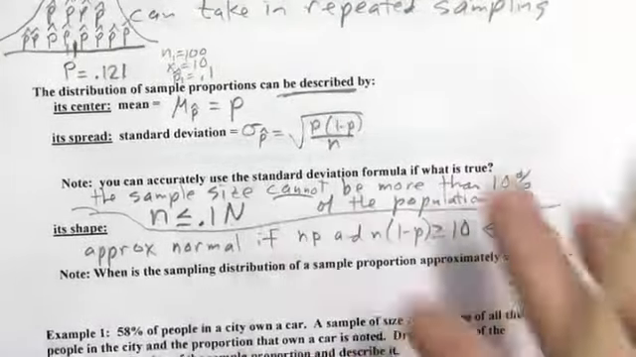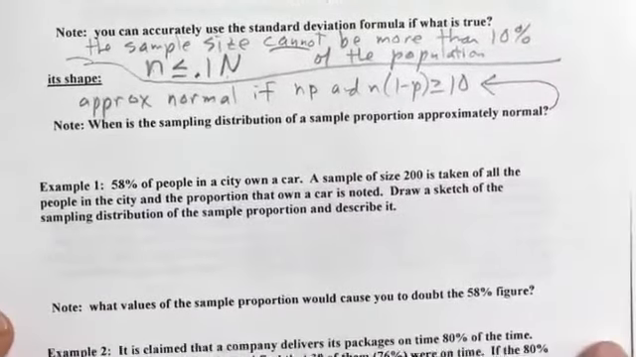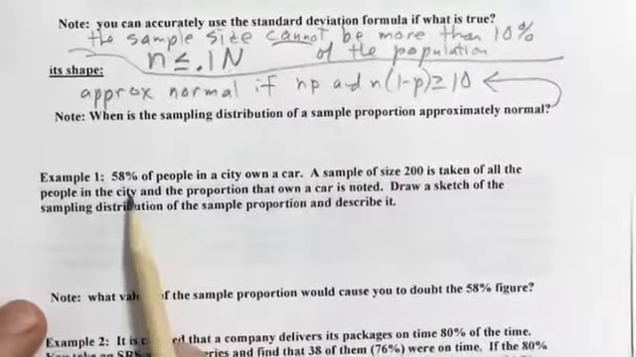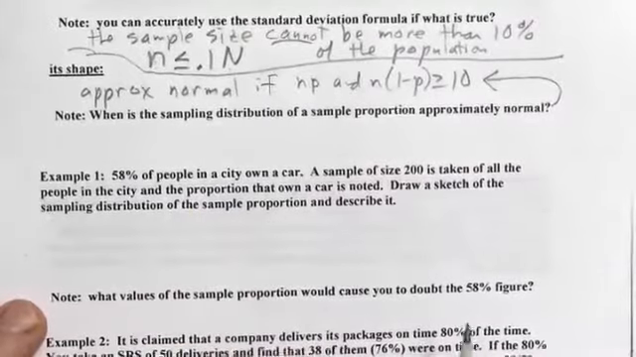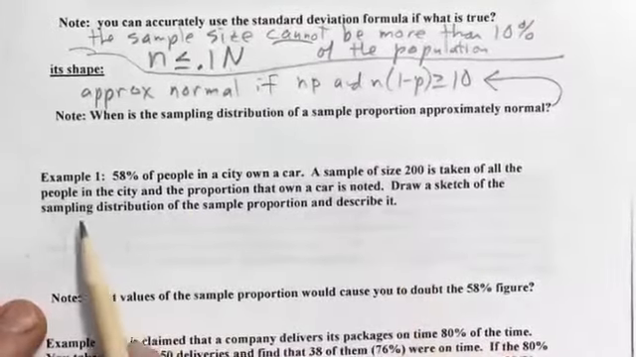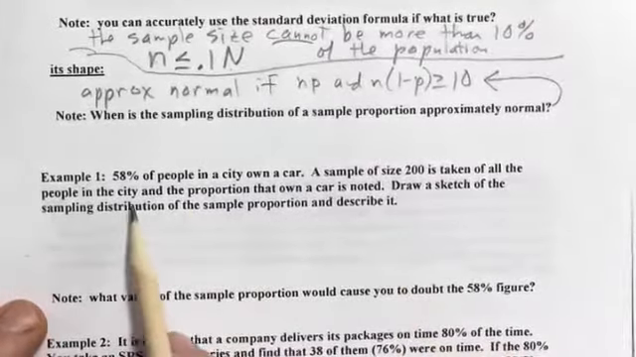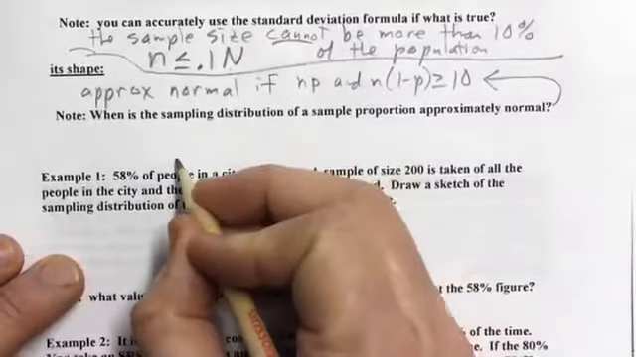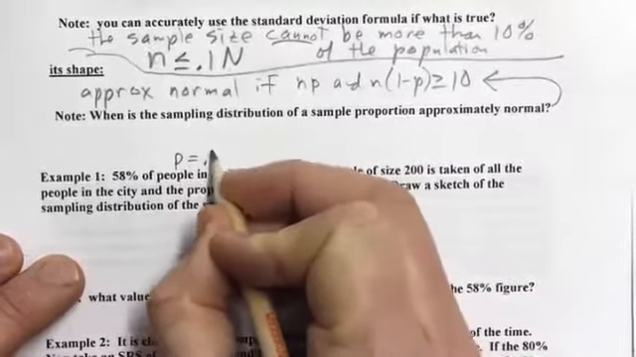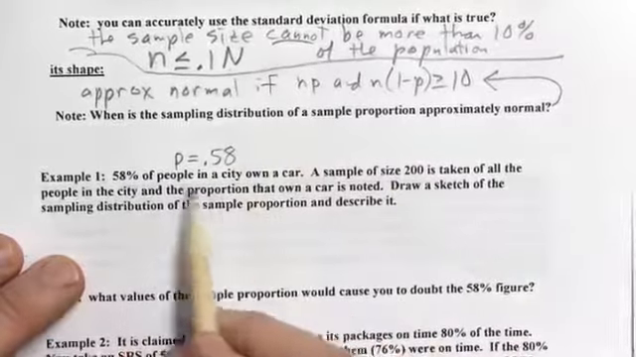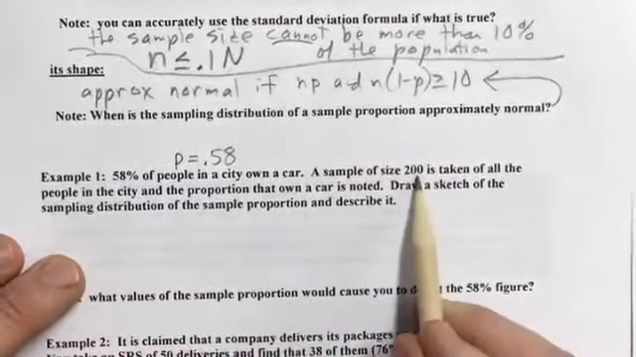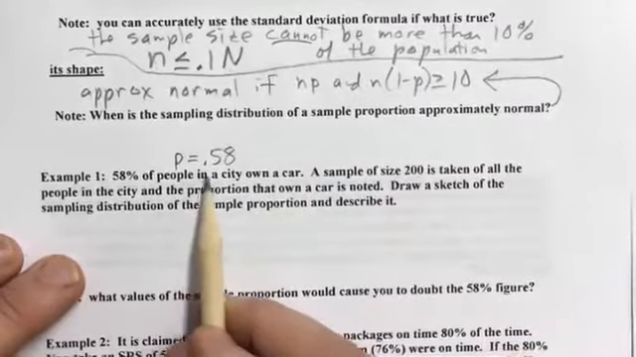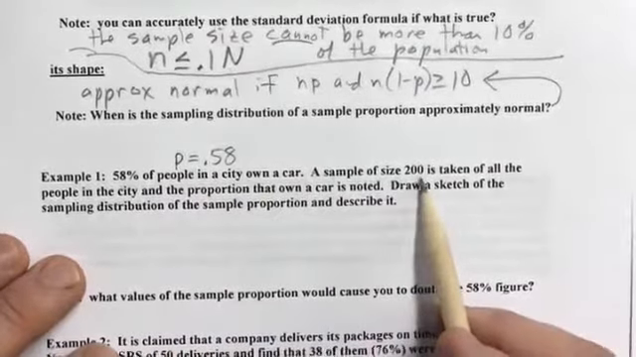Certainly the best way to understand this is looking at examples. So let's look at this one right here. It says 58% of people in a city own a car. A sample of size 200 is taken of all the people in the city, and the proportion that own a car is noted. Draw a sketch of the sampling distribution of the sample proportion and describe it. So here's our p. Our population is all the people in the city, and our parameter is a proportion, 0.58. That is not a p-hat. That's not a sample value. It doesn't say 58% of the sample. It says 58% of all the people, so it's a p. If it was 58% of the sample, that would be a p-hat.